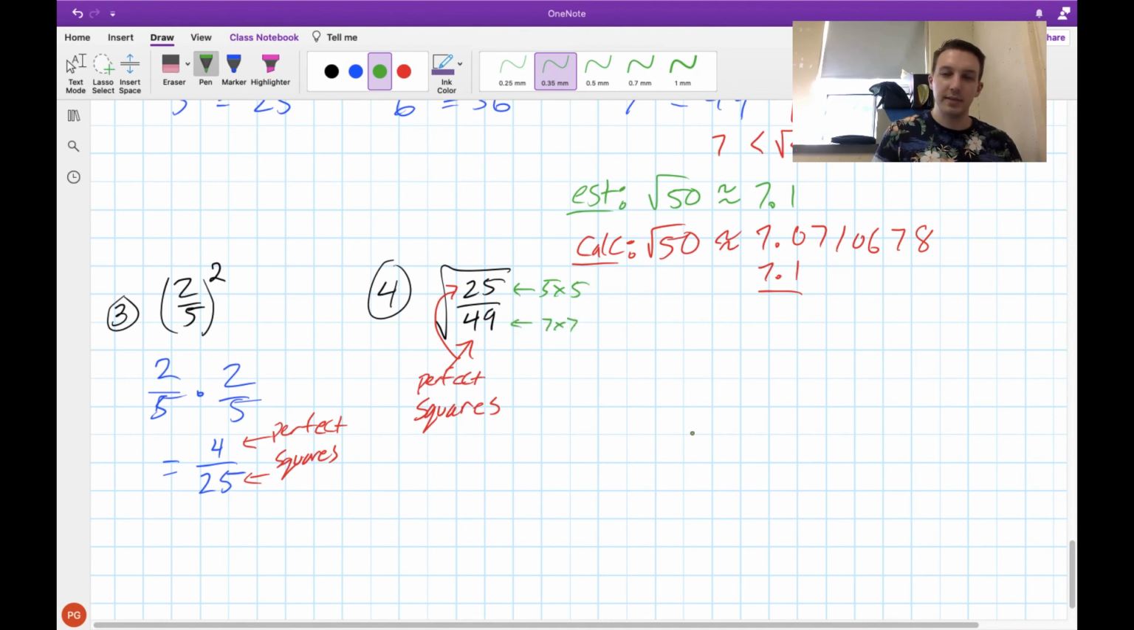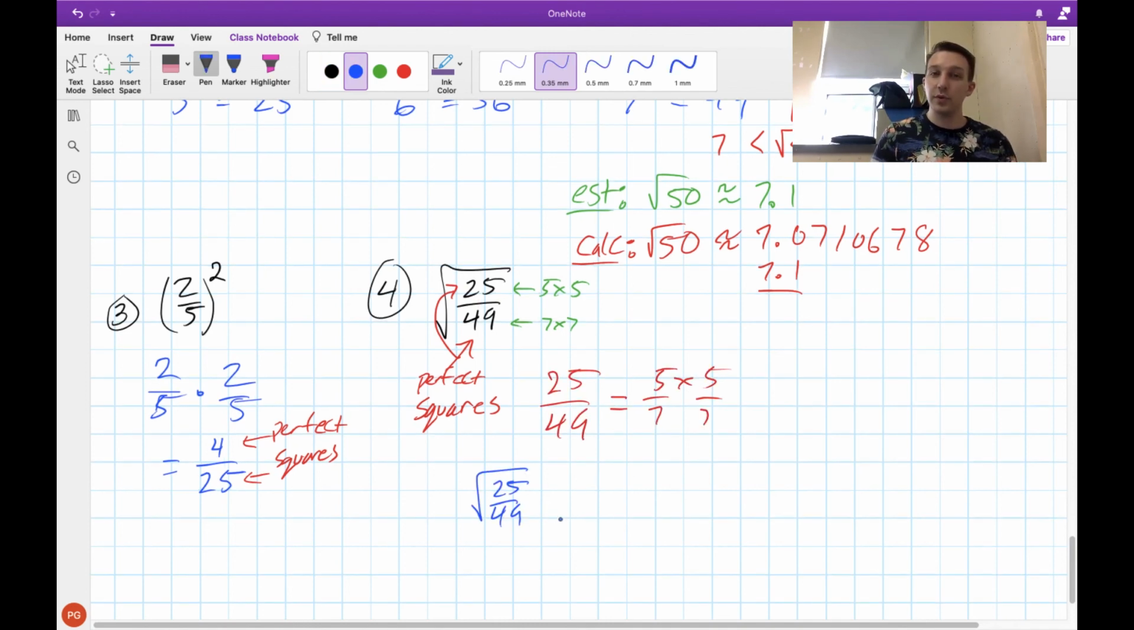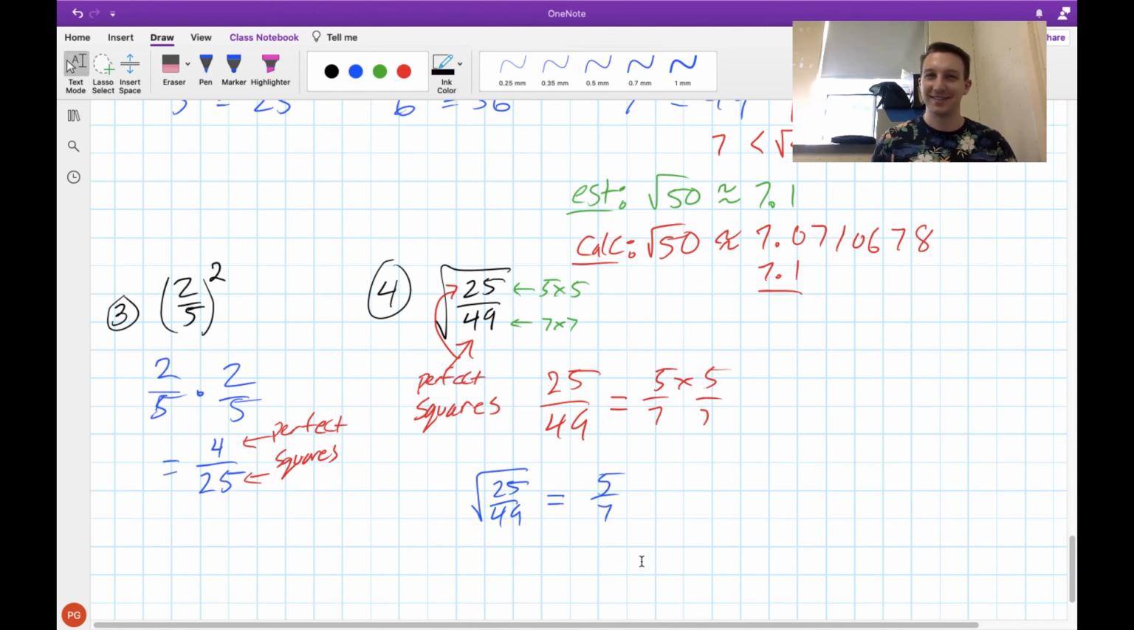So for this one here, let's notice that 25 is 5 times 5, and 49 is the same as 7 times 7. So what that would tell us is that this top part is 5 times 5, the bottom is 7 times 7. So 25 over 49 is equal to 5 over 7 times 5 over 7. So the square root of 25 over 49, what fraction times itself gives us the inside here? The answer would be 5 over 7. Now the last one's a little bit tricky. Don't worry, you'll get some practice with that sort of stuff.